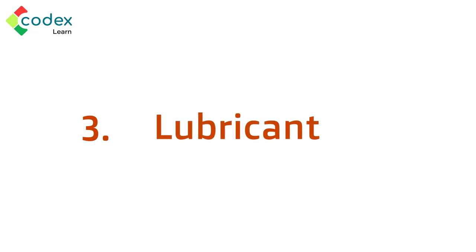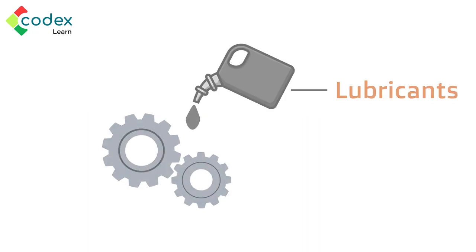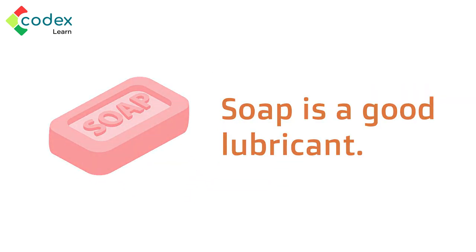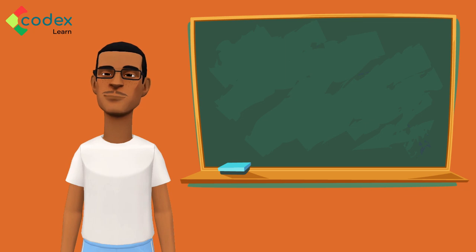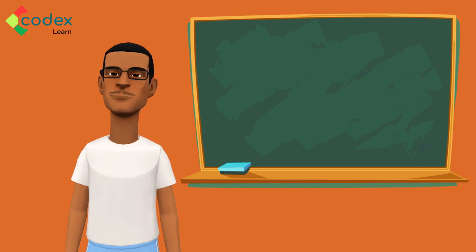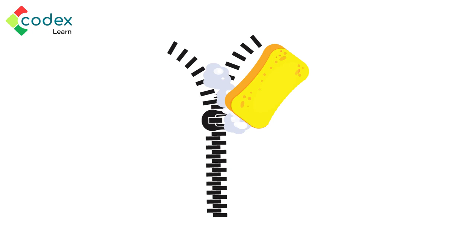3. Lubricants. Lubricants allow things and surfaces to become smooth and slippery, like oil. Soap is a good lubricant. Not all lubricants are greasy, and soap is one of such lubricants. It can be used to reduce friction between two surfaces. For instance, soap can release a stuck zipper and make it free to move.